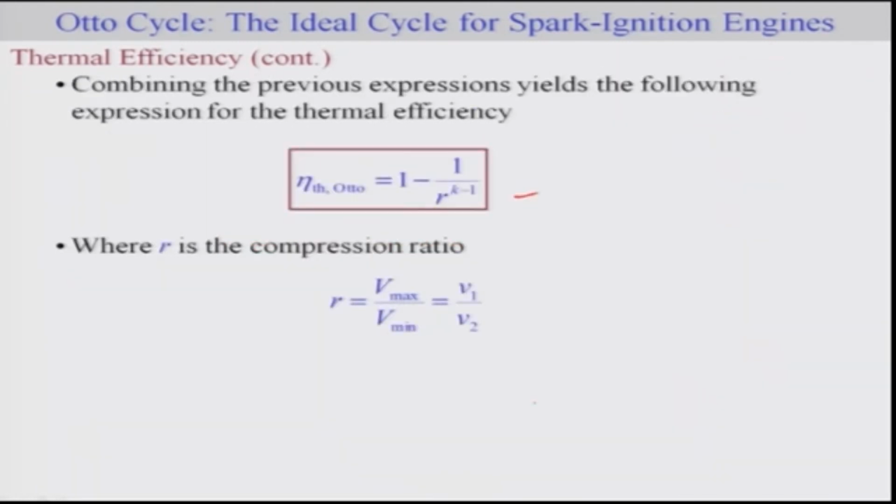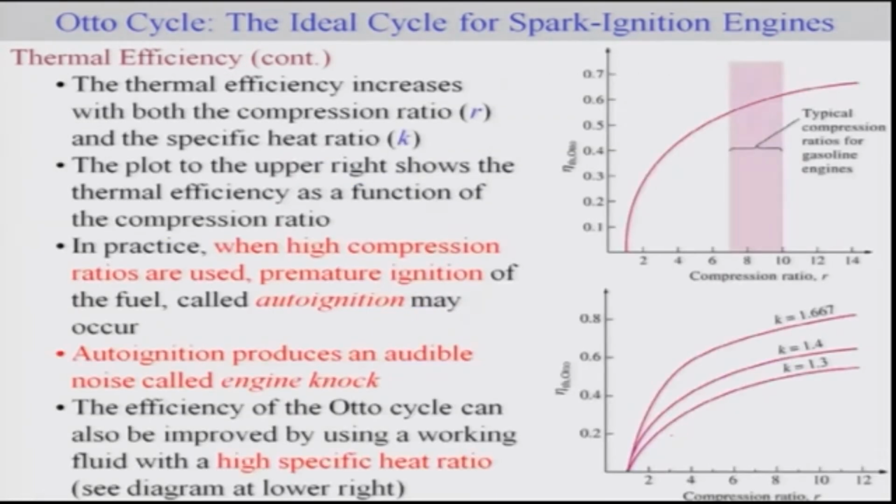Now based on this expression, it's very clear that one can increase the efficiency by increasing r or increasing k. So you can have a higher r in order to have higher efficiency. This is a typical range for the gasoline engine, somewhere from 7 to 10. And as I said, you can increase the efficiency by increasing k, which essentially means that you can use a working fluid with a higher specific heat ratio in order to have higher efficiency of the Otto cycle.